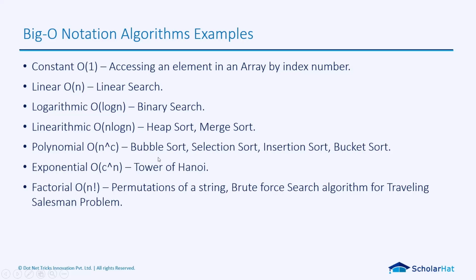The tower of Hanoi is going to be exponential, and permutation of a string, the brute force search algorithm for the traveling salesman problem, everything is going to be O of factorial n.